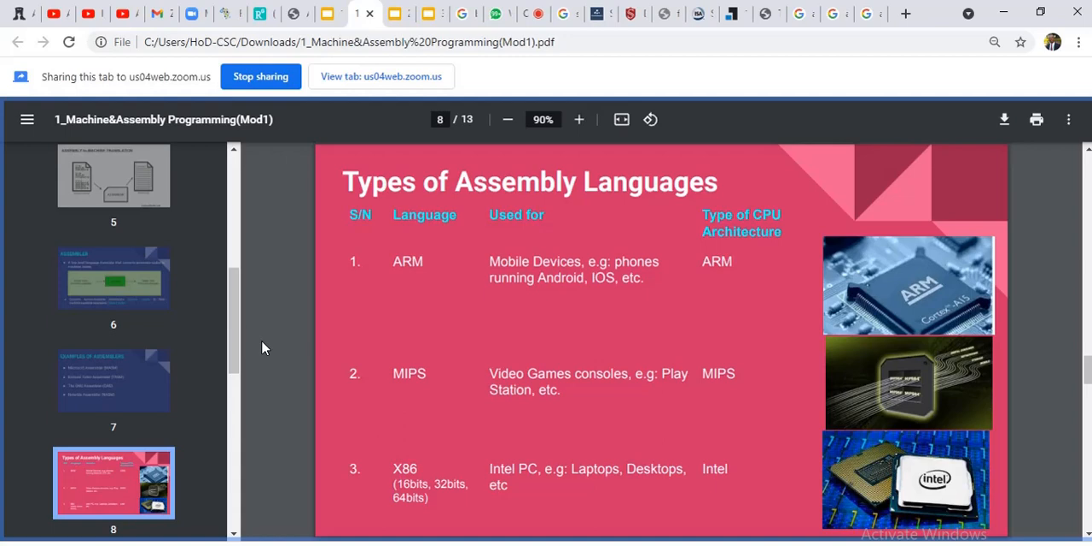Okay, and then for personal computers like desktops and laptops, we use x86. What do we call it? x86. You also come across the name 8086. It's the same thing. It has 16 bits, 32 bits, and 64 bits. It is actually an Intel product. So these are the common types. But for this course, we'll do our programming using x86 because most of us will be building for laptops, and most of us will be using Intel computers. Are we together?